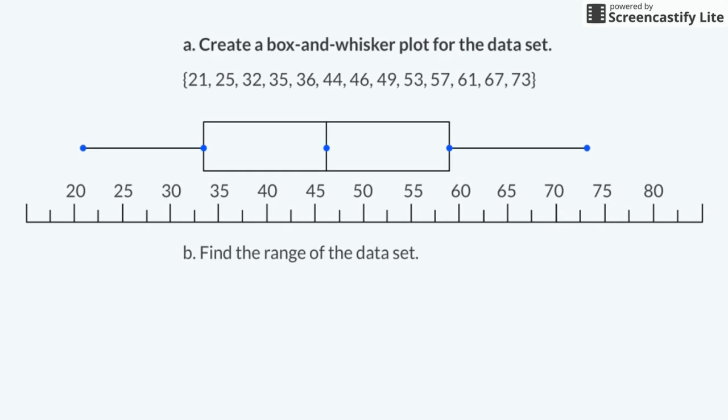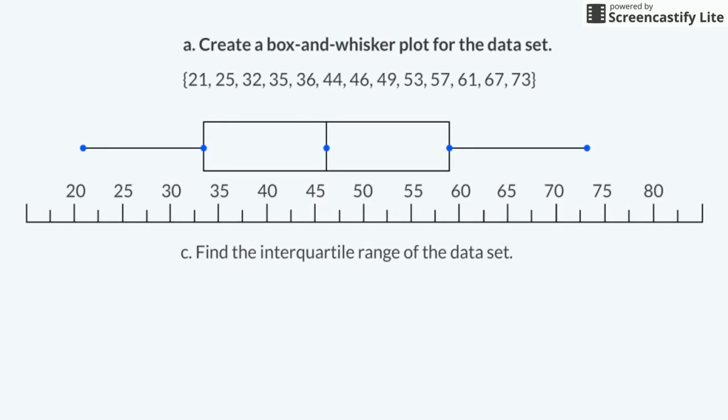Now I need to find the range. The range is the greatest data value minus the least data value. The greatest data value is 73. The least data value is 21. I will subtract to find the range. 73 minus 21 is 52. The range is 52.